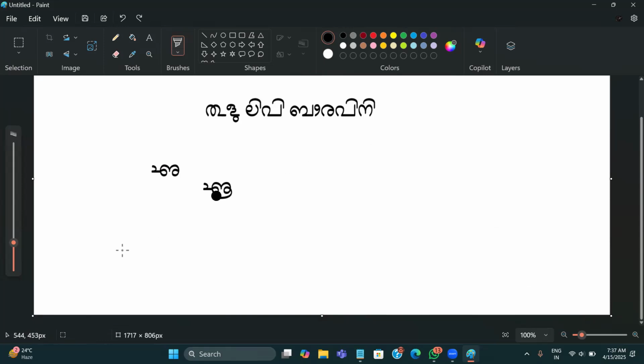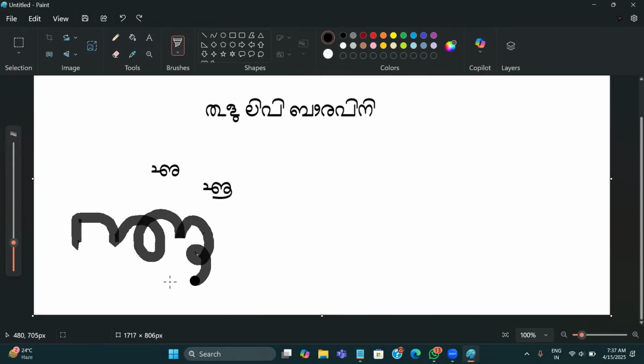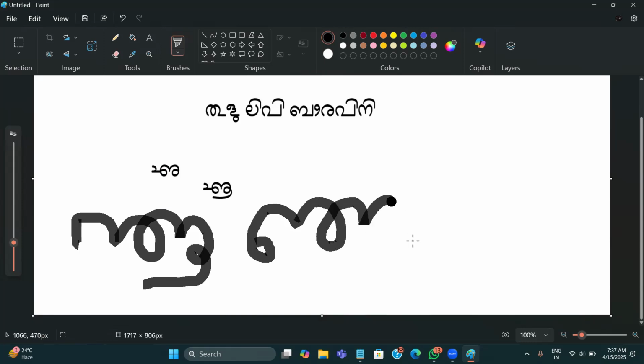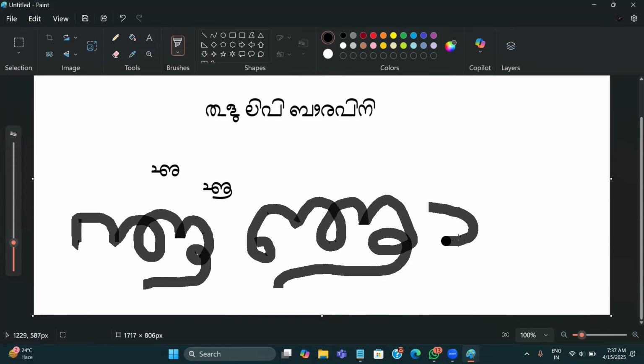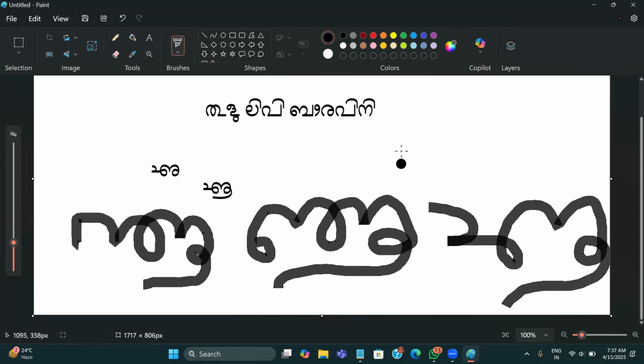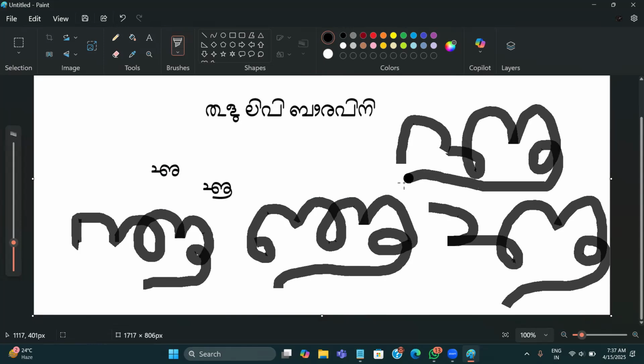Those ways, what are those? We will see. Coming like this. Or rounds will come. This is also A. This is also A. This is also A. These are the different types of patterns to write A.